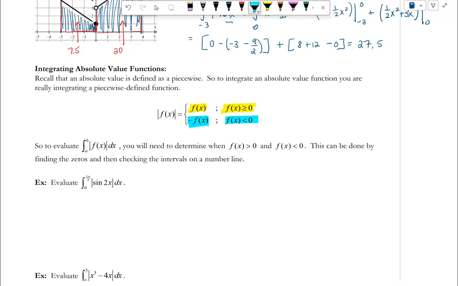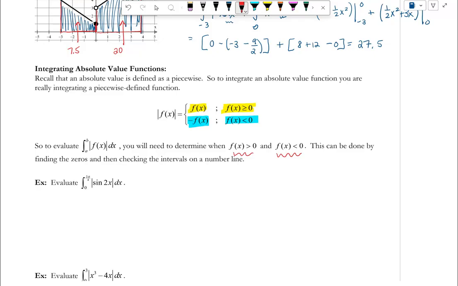So if we're going to evaluate the absolute value of a function, which we will sometimes need to do, we need to figure out when our function is positive and when our function is negative. So we can do this by just finding the zeros of the function and then using a number line to test the function for when it is positive or negative.